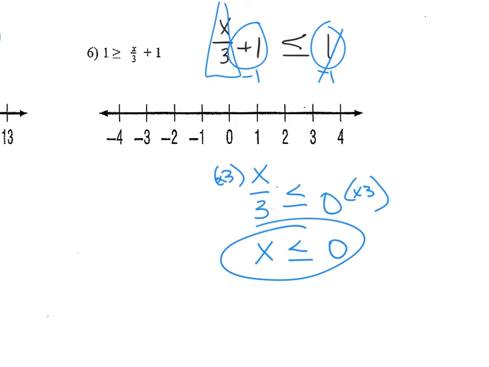Closed or open dot? Closed. Done. Shade in everything less than 0, so to the left. So that should make sense with your problem.